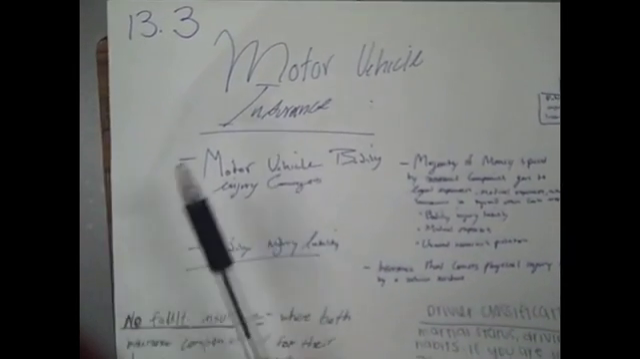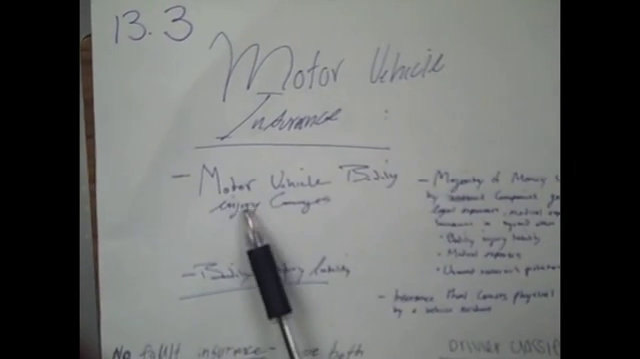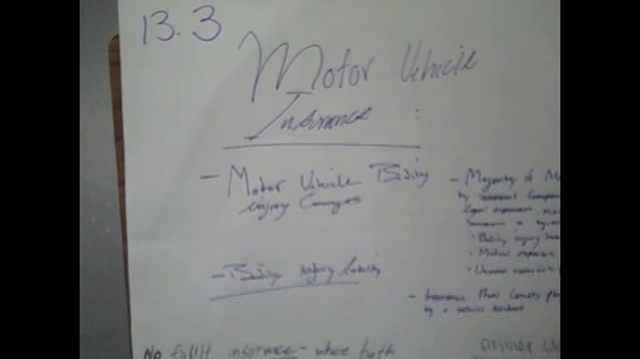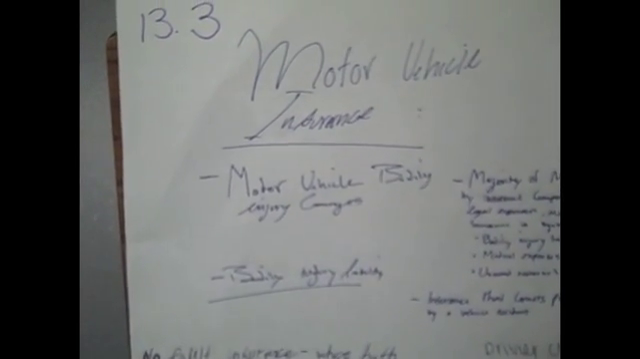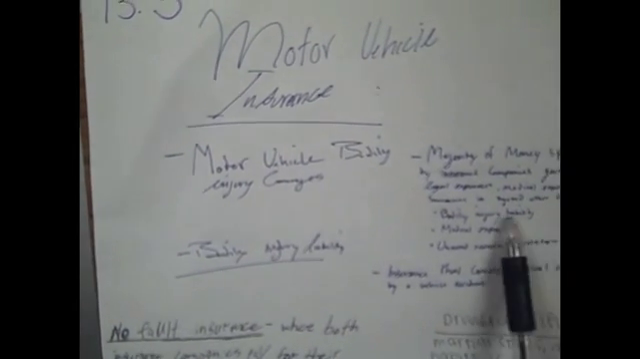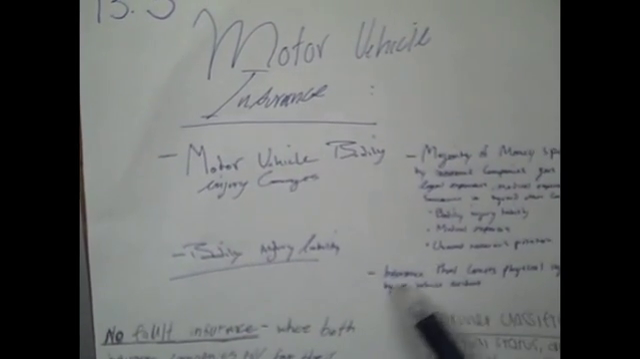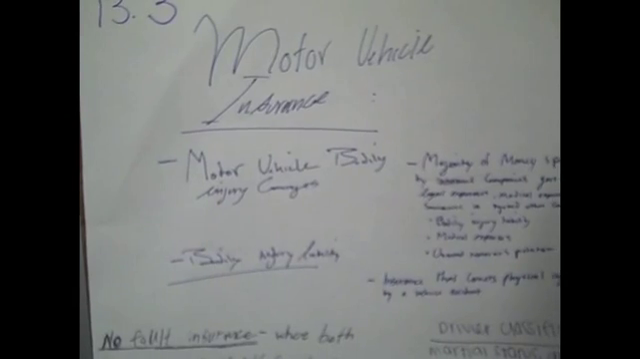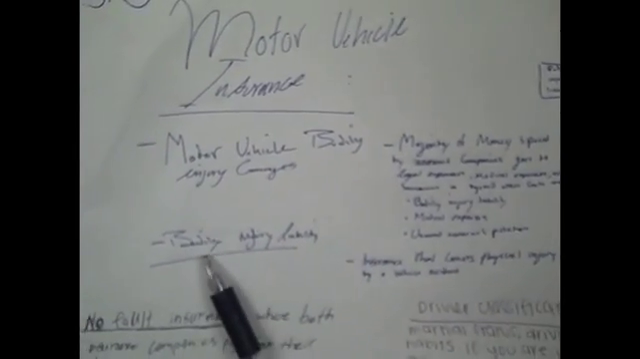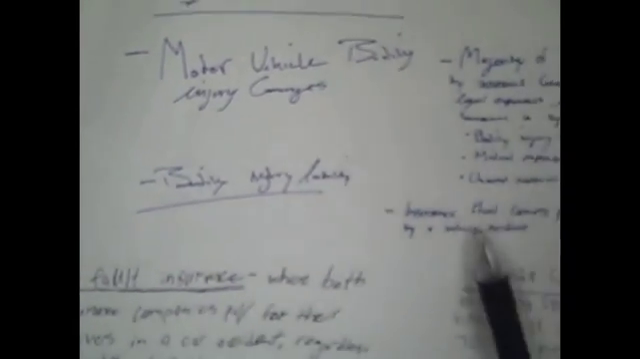Insurance. Motor vehicle bodily injury coverages. This is the majority of money that insurance companies will spend on an accident. It includes your injury payments, medical expenses, and uninsured motorist protection for others involved. Next is bodily injury liability, and this just pays for your physical injury caused by a vehicle accident.